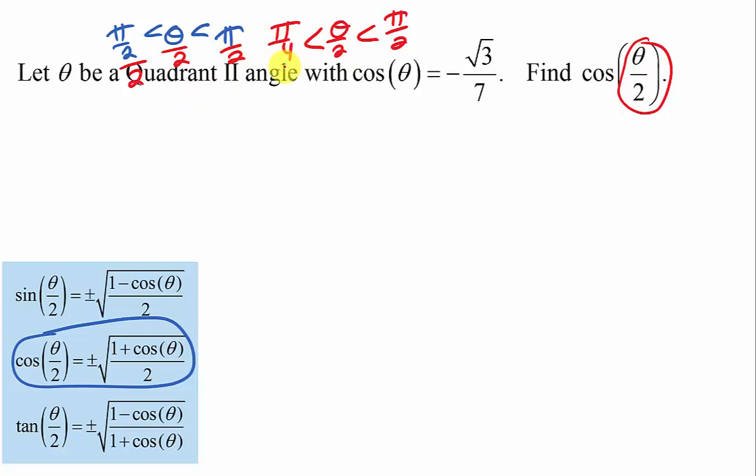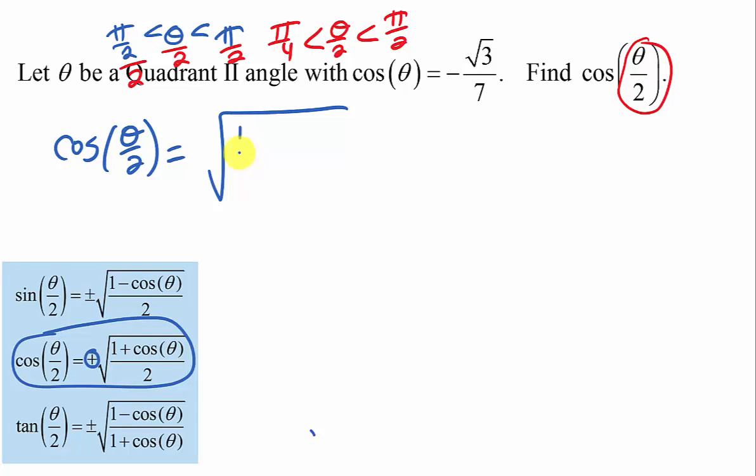Well, that's angles in quadrant 1, half of quadrant 1, and everything in quadrant 1 is positive. So I know when I compute this that the cosine of theta over 2 is going to be positive. So I am going to go ahead and write out what the cosine of theta over 2 equals, and it equals positive. Normally it's plus or minus, but we know it's the plus this time.